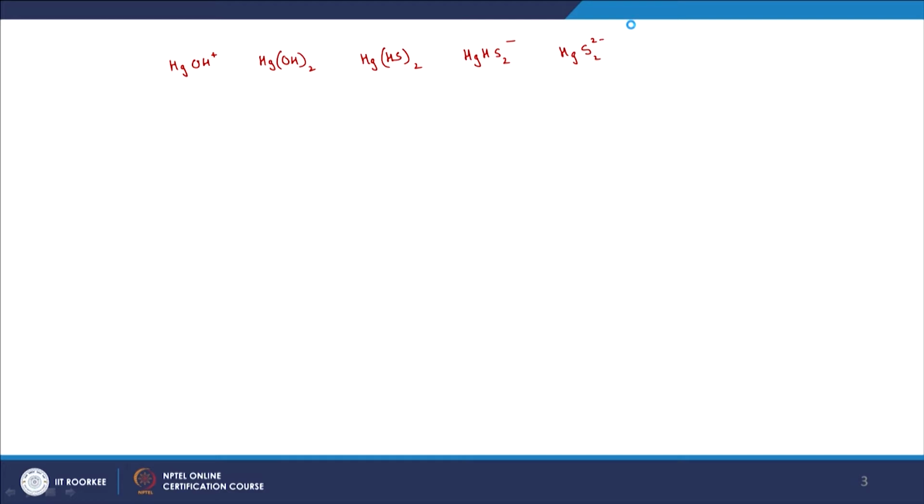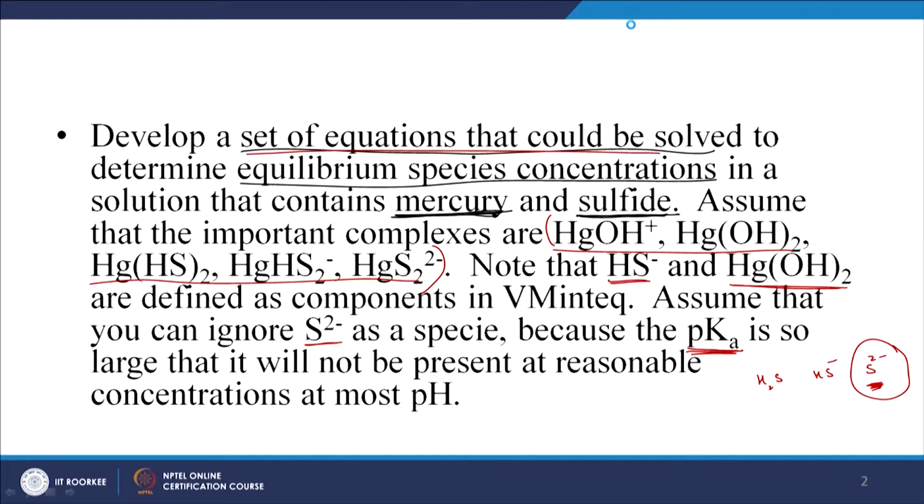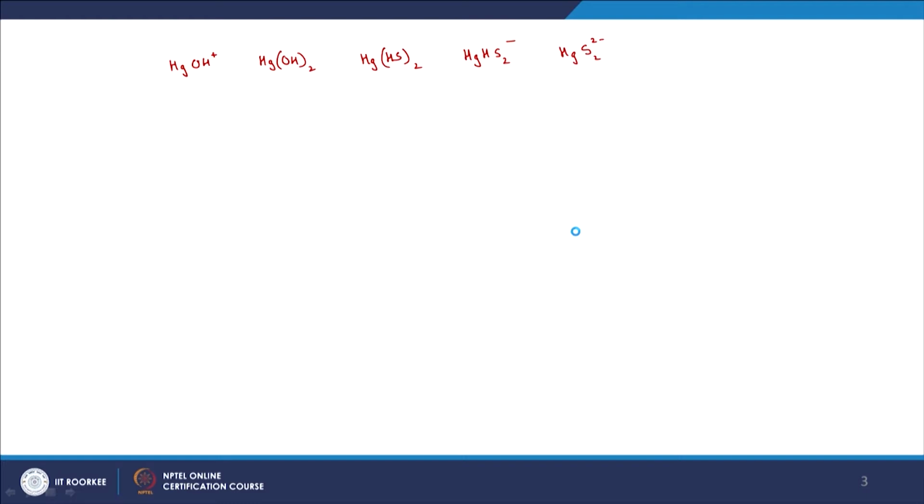So what are the other species that you need to choose? The key is that the question mentions that only these are the important complexes. Obviously, you need to choose the relevant conjugate acid base species and the other forms of the metal too. So you are going to have Hg2 plus, you are also going to have S2 minus, but the question says you can neglect S2 minus, so this is something I am going to neglect. And the other 5 species are mentioned because these are the only predominant species.